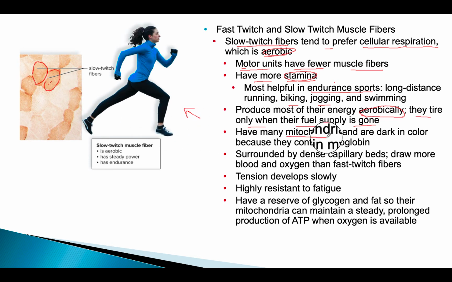They have many mitochondria, which are needed to produce ATP. They are dark in color because they contain myoglobin. They have dense capillary beds, which draw more blood and oxygen than fast twitch fibers. Tension develops slowly. However, they are highly resistant to fatigue. They have reserved glycogen and fat, so their mitochondria can maintain a steady, prolonged production of ATP when oxygen is available. So that is the difference between those two. Here is another analogy that I like to use.